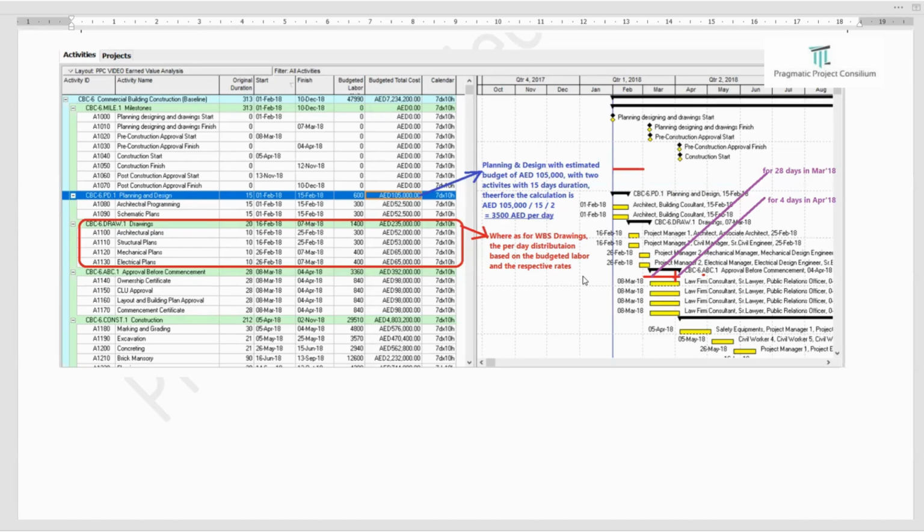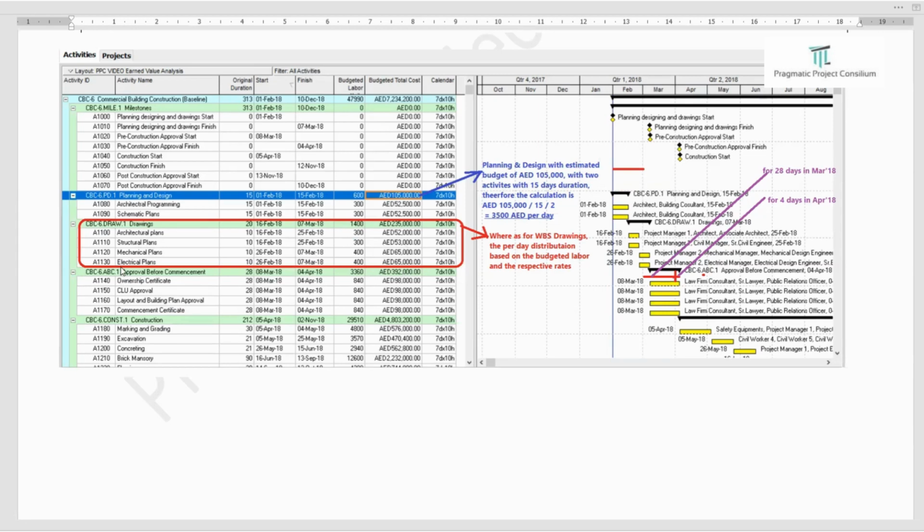Coming to the next WBS, which is drawings, there are 4 activities involved. One is architectural plans with a 10 day duration, where the labor unit is 300. The total amount estimated based on the resources loaded for the particular activity is AED 52K. Coming to the next one, the structural plans, maybe with additional manpower or whatever, has the same duration with 300 budgeted units with another 1000 dirham increase, and it has been calculated to 53K.